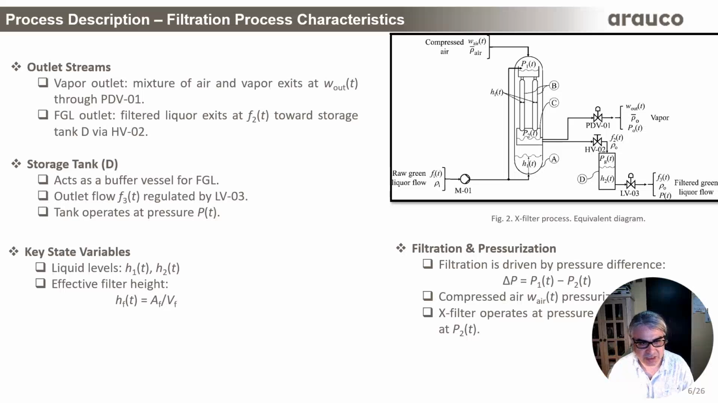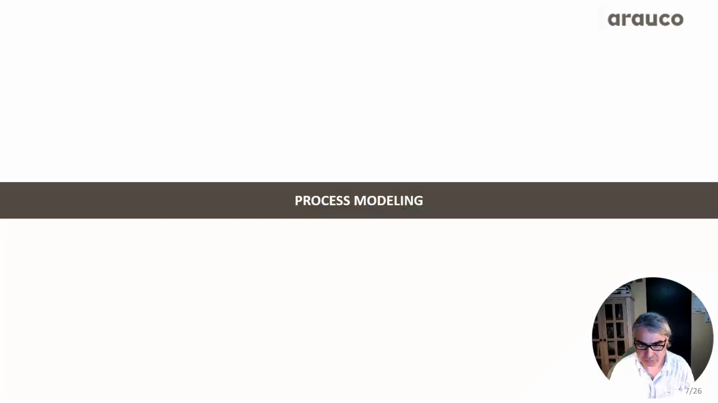The key state variables of this system are the following: liquid levels, designated as H1 and H2, and the effective filter height, which is defined by the equation shown here. Now, based on this process configuration and flow structure, a dynamic model is derived to capture the coupled hydraulic and pneumatic behavior of this X-filter.